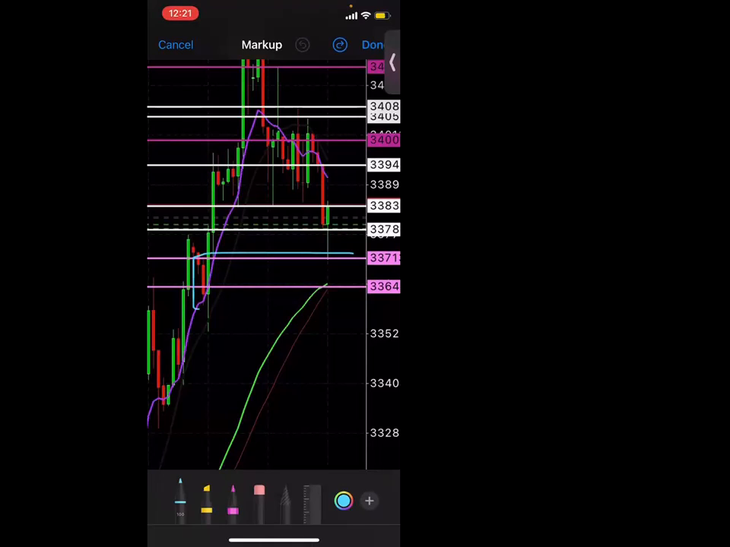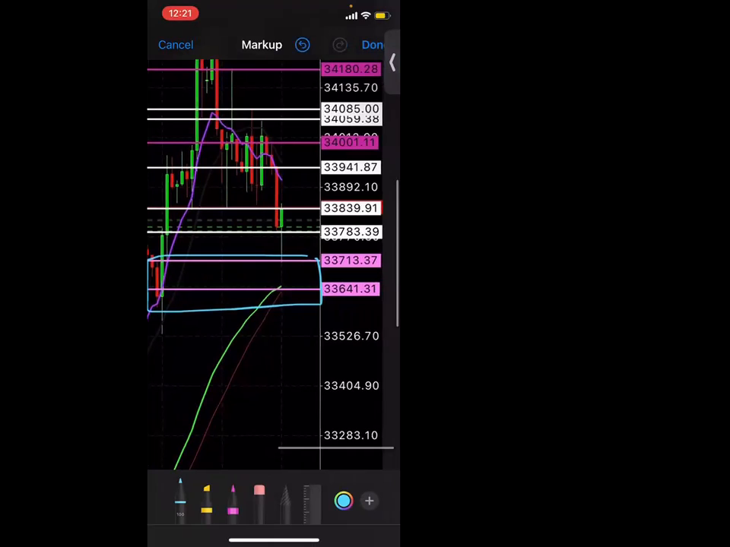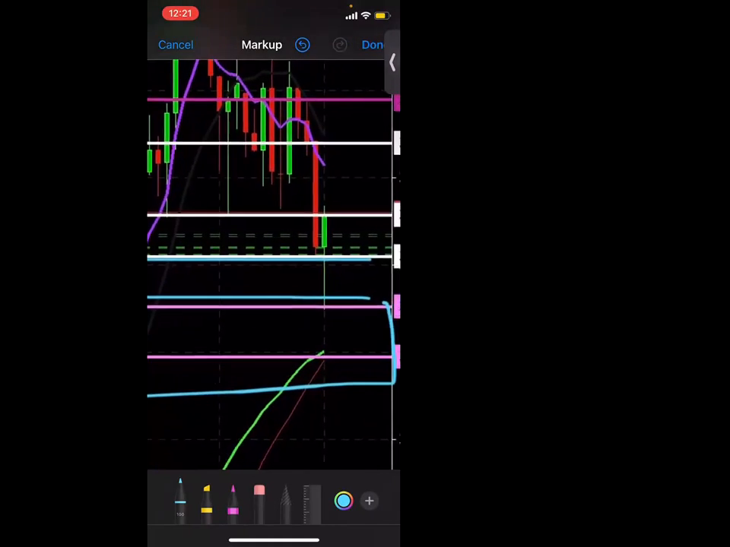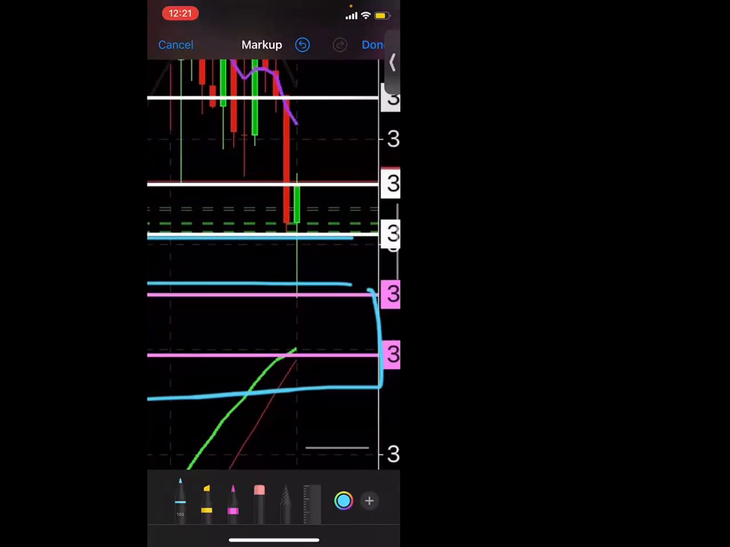This is my 4-hour order block. But then this 33783 area, I know this is my 16-hour. That's the top of my 16-hour bullish order block. So I know I really should have taken profit at the top of the 16-hour, because that is stronger than the 4-hour.